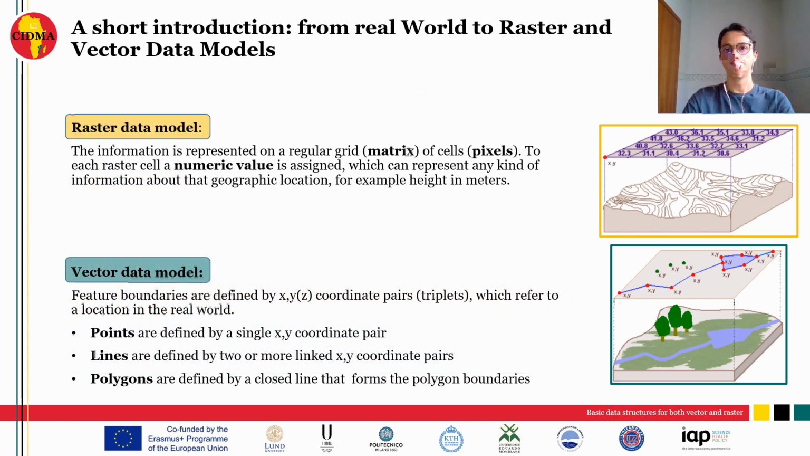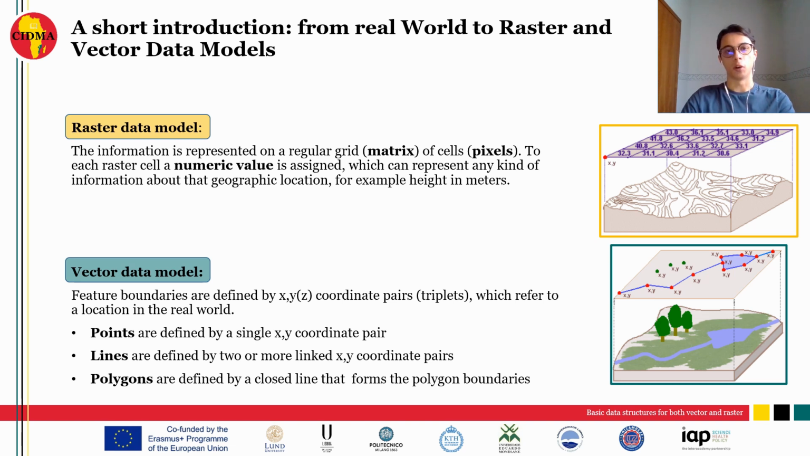In particular, in the raster data model, the information is represented on a regular grid of cells, typically squared, that are called pixels. Each pixel of the matrix contains an assigned numeric value that represents any kind of information that has spatial reference. For example, as you can see in the first picture here on the right, the raster model may be used to represent the ground elevation in a study area.